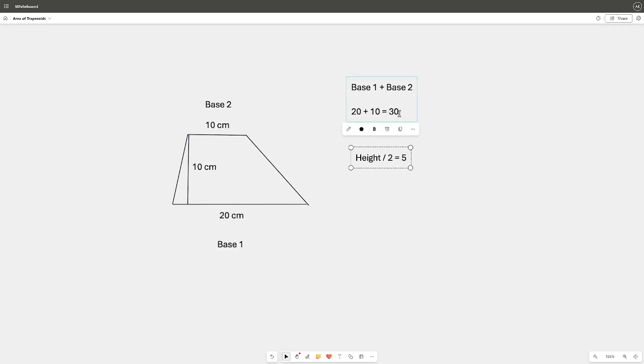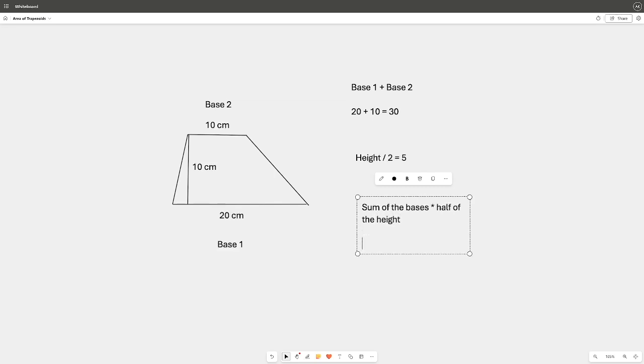So now we have our bases added up and the height divided. And now we're on the last step, just like that. The last step we have to do is we're going to do the sum of the bases multiplied by half of the height. All right. And what would that be in this case? Well, we have the numbers, right? 30 multiplied by 5. And what is that going to give us? 30 times 5. Pause the video, think about it, and come back and tell me. The answer would be 150 centimeters.